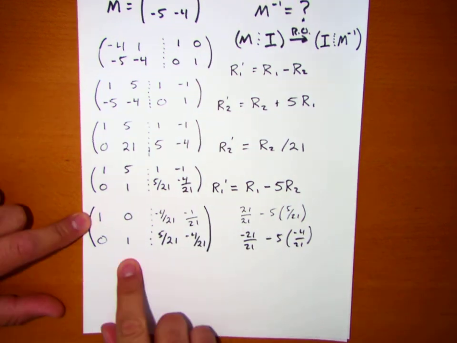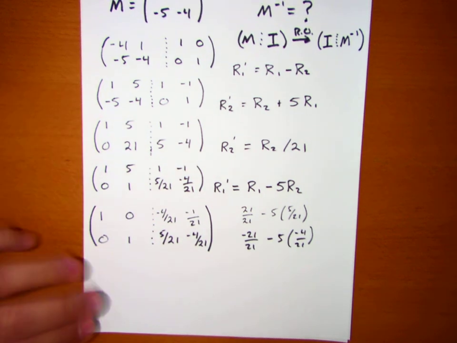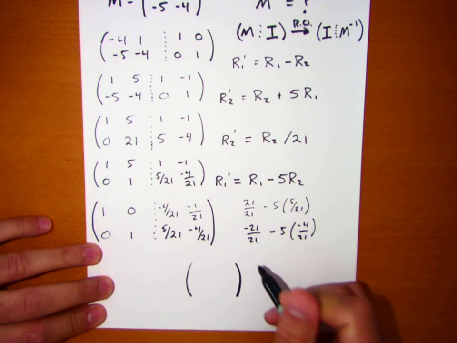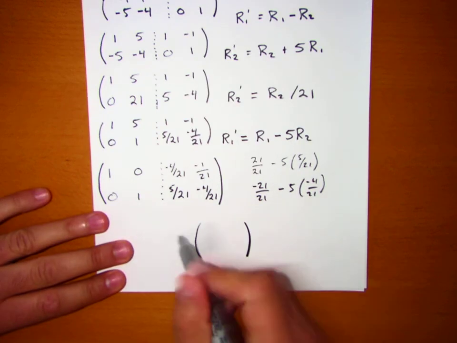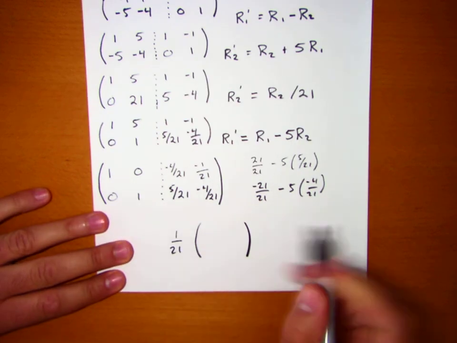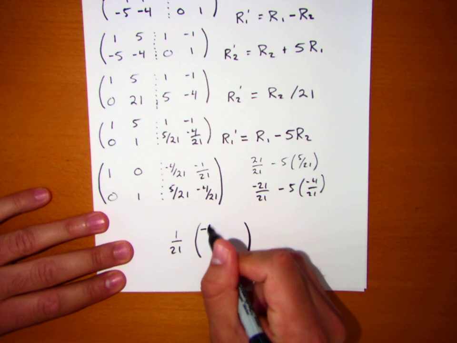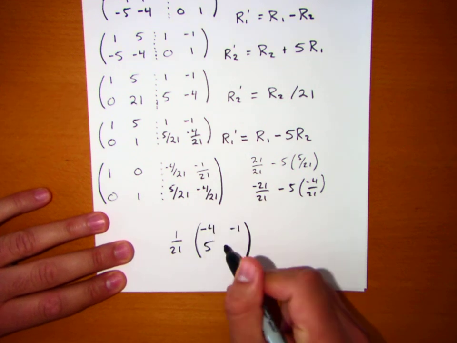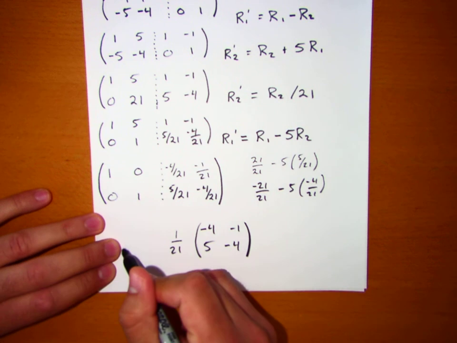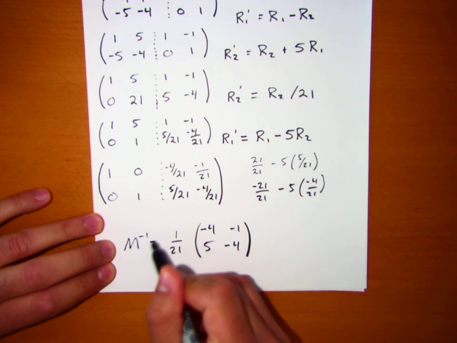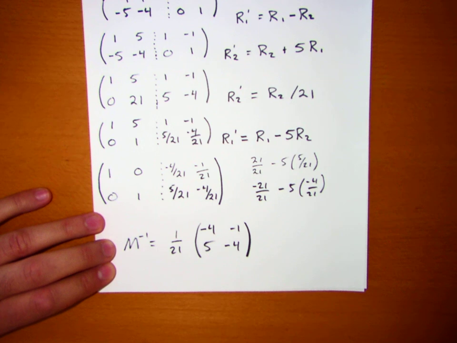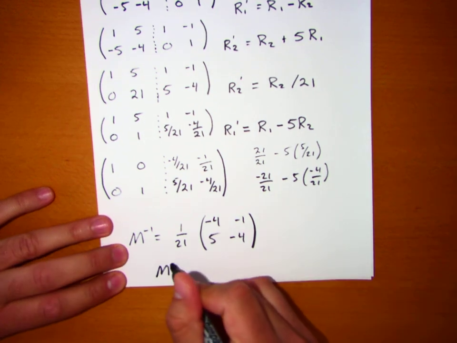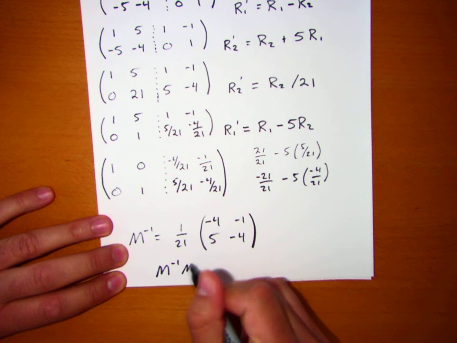So look, on the left side we've got the identity matrix, and on the right side, I'm going to factor out that denominator, so we get 1/21st, and this becomes -4, -1, 5, and -4. And we're going to say that that is equal to M inverse.